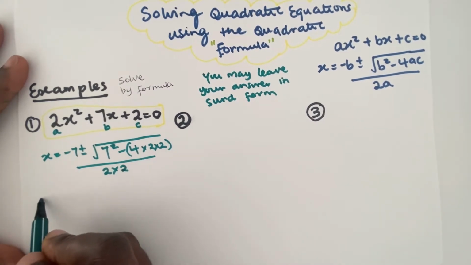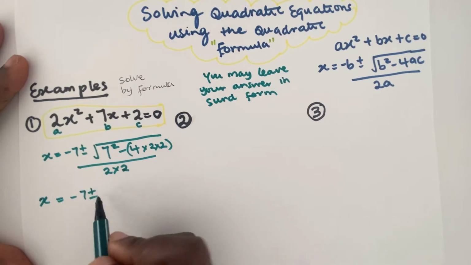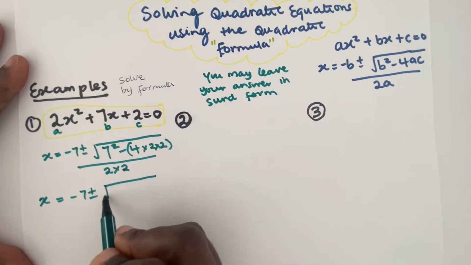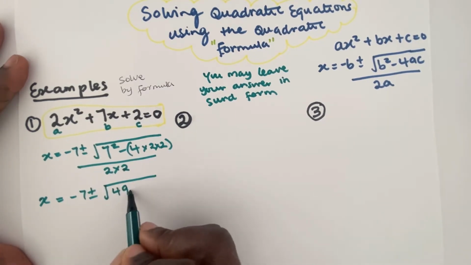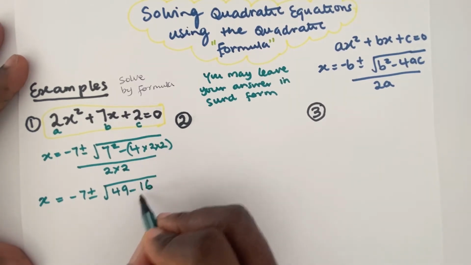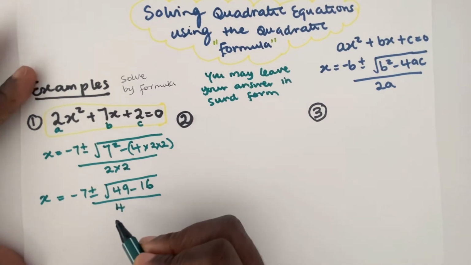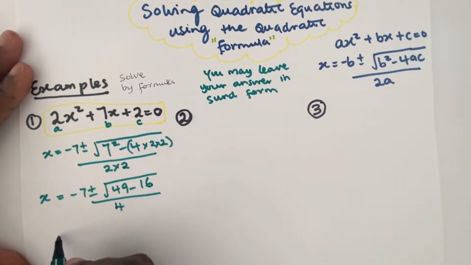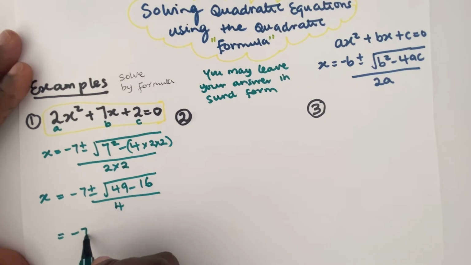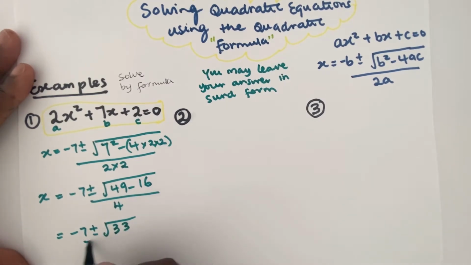Okay, so let's just finish this off. x then would be equal to minus 7 plus or minus 7 squared is 49, minus 4 times 2 is 8, 8 times 2 is 16, 16 all over 2 times 2 is 4. Then that would be equal to minus 7 plus or minus the square root of 33 over 4.